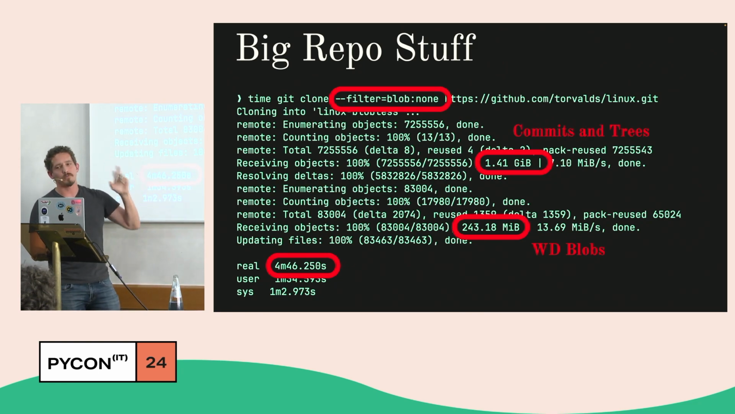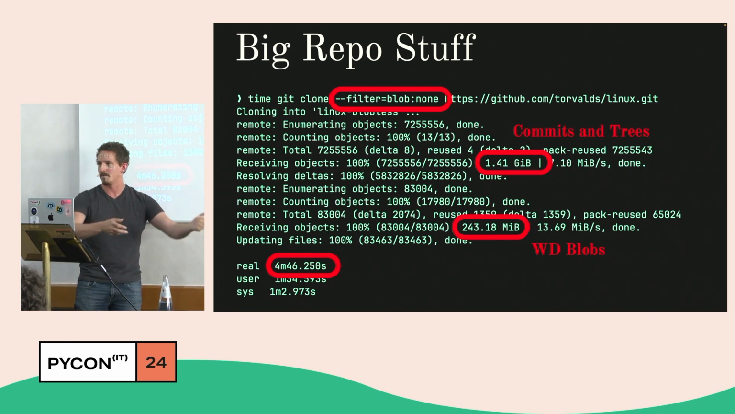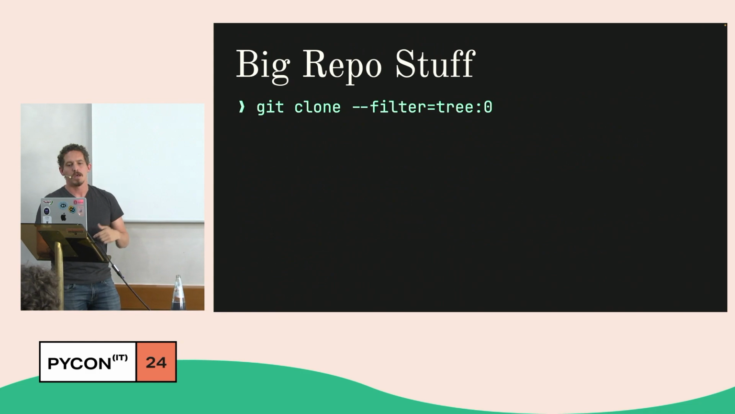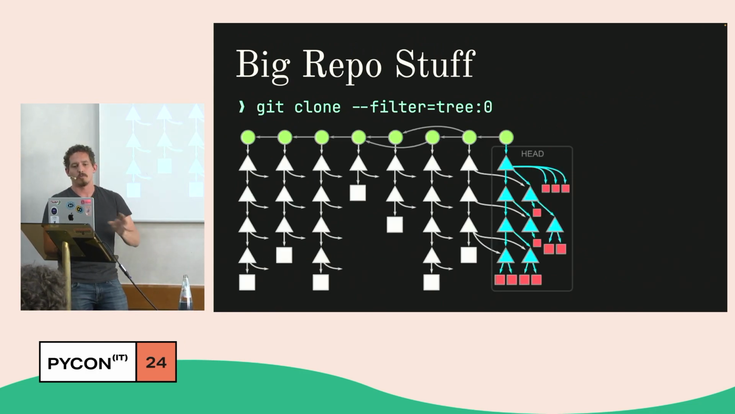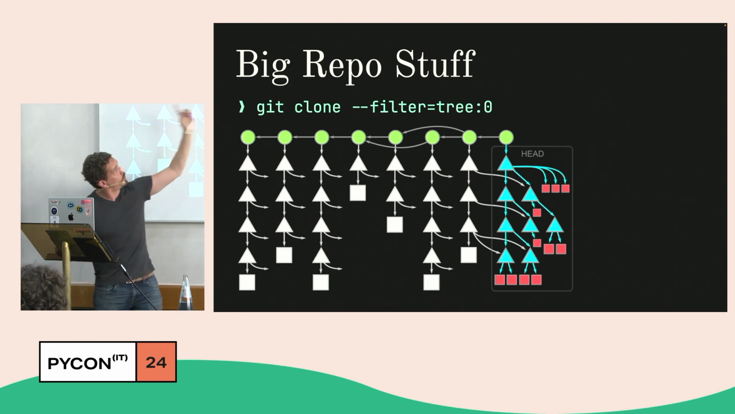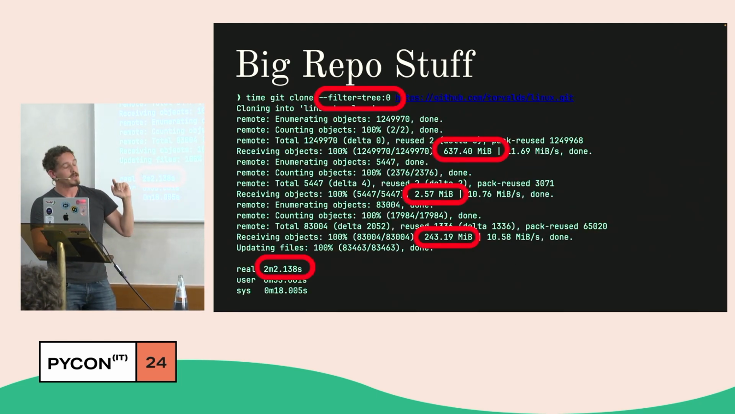It has to do 2 fetches, though. It has to do one for all the commits and the trees, and then a second one for all the blobs for your working directory so that it can populate your working directory. You can keep going and say, don't give me any trees either. It just gives you all the commit data and then whatever it needs to check out the head. And this does 3 fetches, but now it's only 600 megs, right, rather than 4.5 gigs, and it goes much faster.